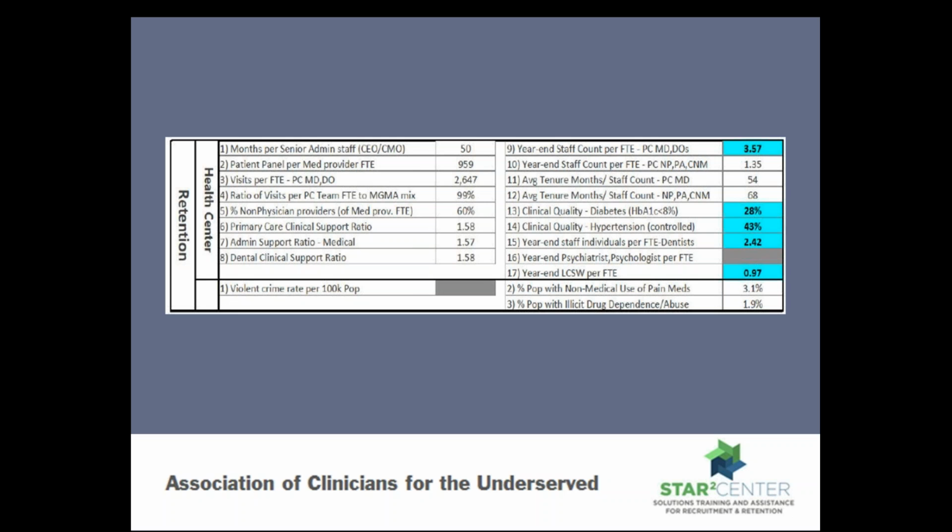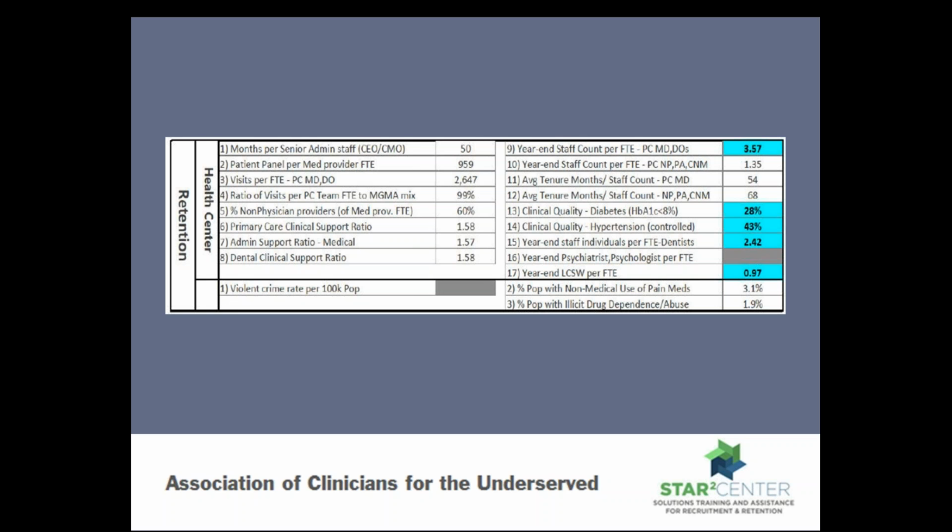We also, you know, on the left you can see it's pretty standard stuff that you think of when you think of why are people happy or not happy, why are we recruiting or not retaining at my health center. We looked at your patient panel, we looked at your visits, your percent non-physician providers, your support ratios. But we also included some a little more outside of the box, if you will, things that I just wanted to mention because we get a lot of questions.